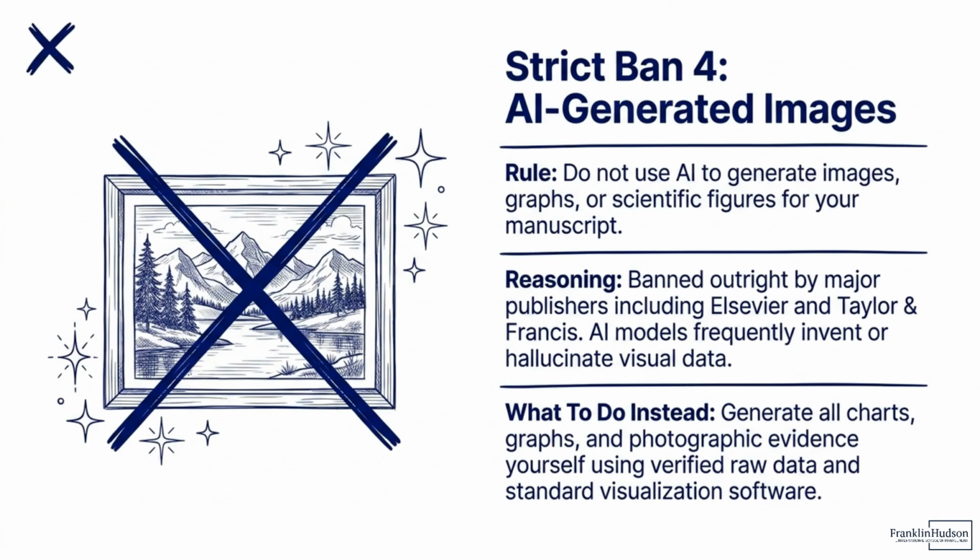Major publishers like Elsevier and Taylor & Francis have banned AI-generated images entirely to protect the integrity of visual data. Your action plan is to generate all charts and graphs yourself using verified raw data and standard non-generative visualization software. Your figures must be a direct, unedited reflection of your evidence, ensuring absolute visual truth.